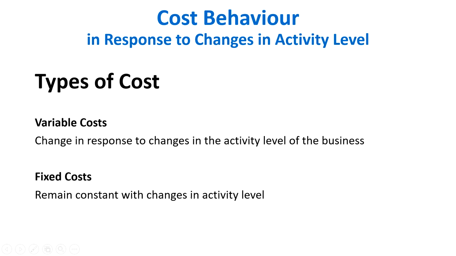So variable costs are those that do change in response to an activity level change. So when the activity level increases, these costs would increase, and when the activity level and output level decreases, these costs would decrease. So that's variable costs. And then we have fixed costs, which remain constant with changes in activity level. So they don't respond to an increase or a decrease in the output or activity level of the business.